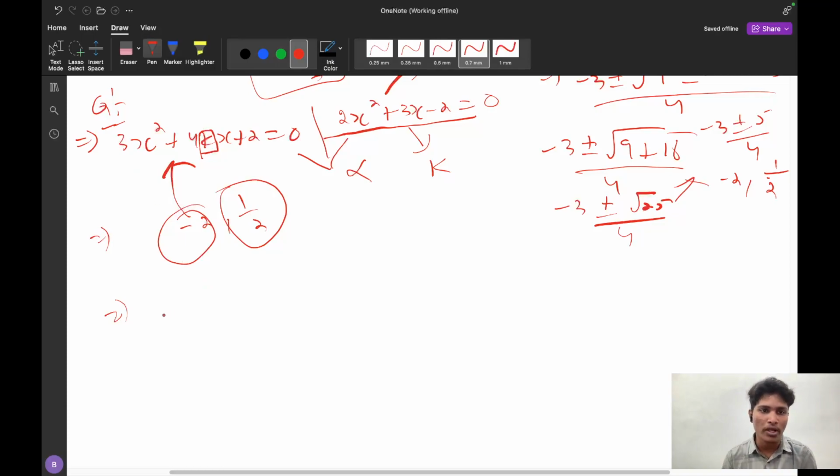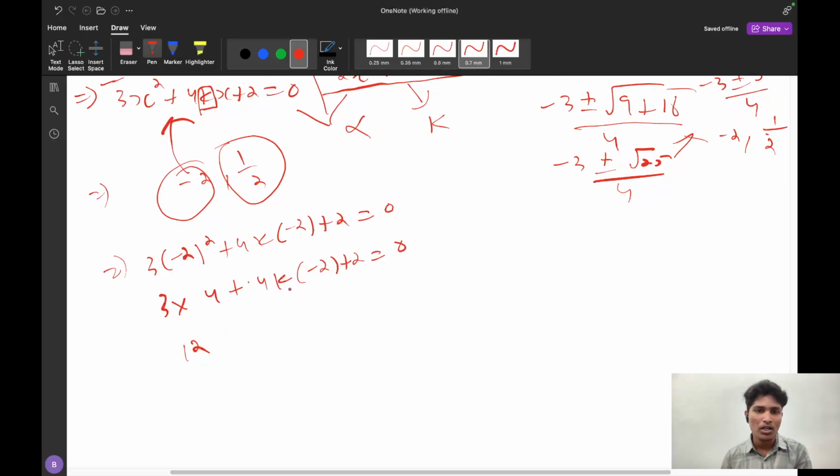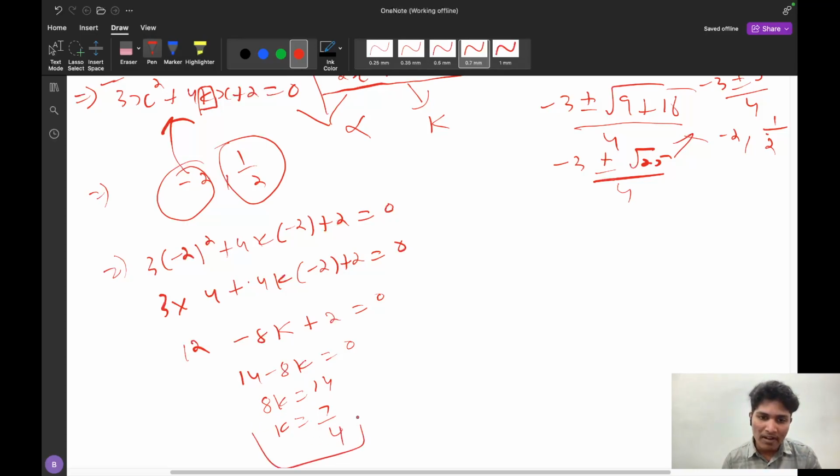So if I substitute minus 2 here, 3 into minus 2 whole square plus 4k into minus 2 plus 2 is equal to 0. So 3 into 4 plus 4k into minus 2 plus 2 is equal to 0. Now 3 4s are 12, so 12 minus 8k plus 2 is equal to 0. 14 minus 8k is equal to 0, so 8k is equal to 14, k equal to 7 by 4. This is the value of k.